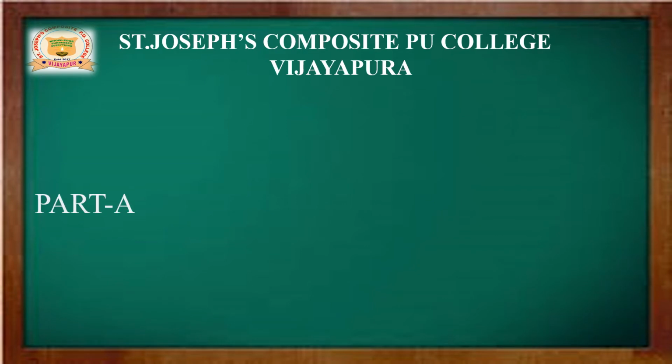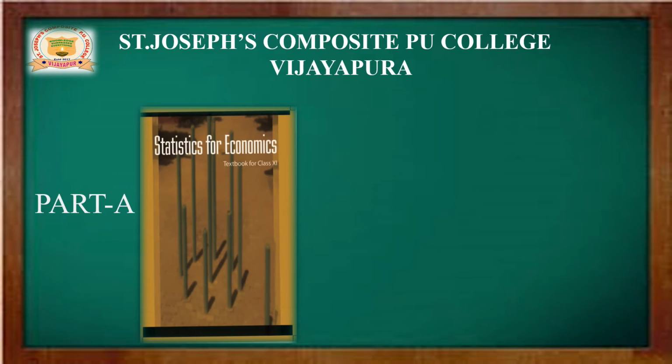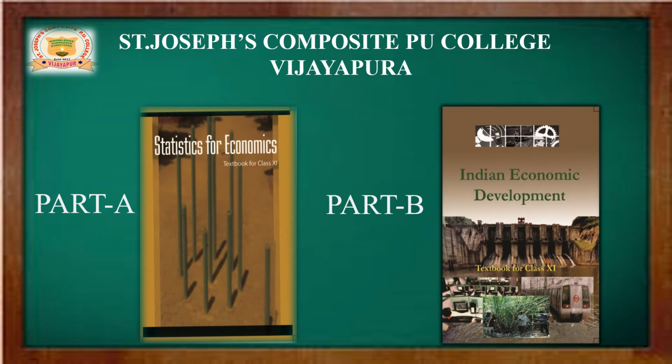Students, there are a total of two parts in your first PUC economics subject. That is part A, Statistics for Economics, and part B, Indian Economic Development. That means you have two parts, part A and part B, separately for the first PUC economics. Part A consists of its own chapters, and also part B. This is the front page of your textbook, Statistics for Economics, part A, and Indian Economic Development, part B.